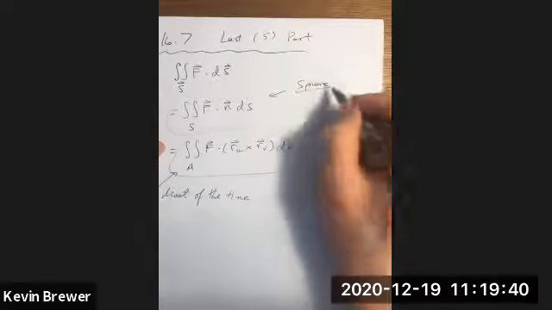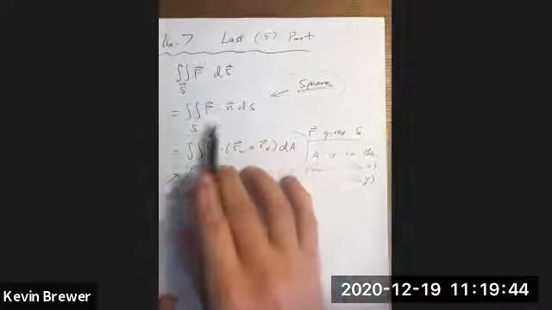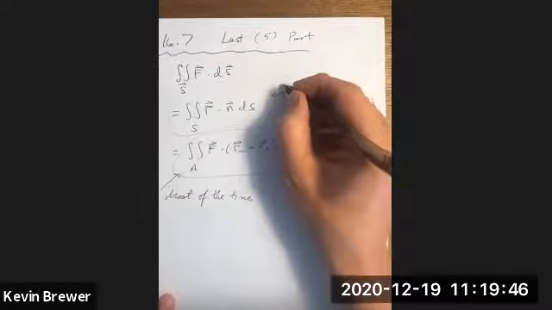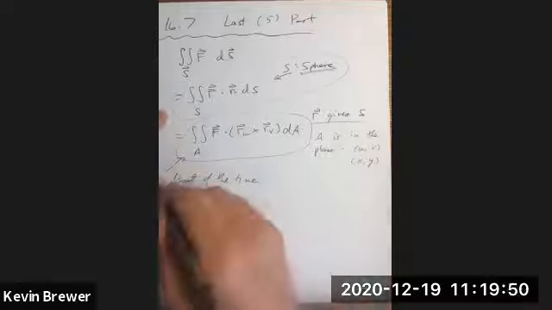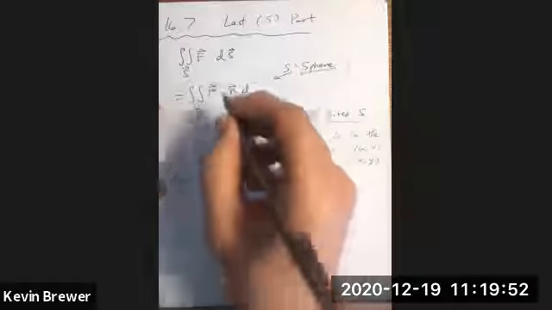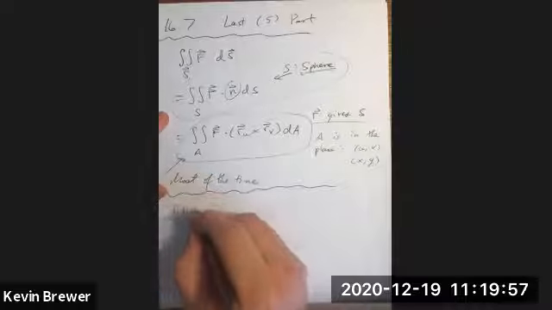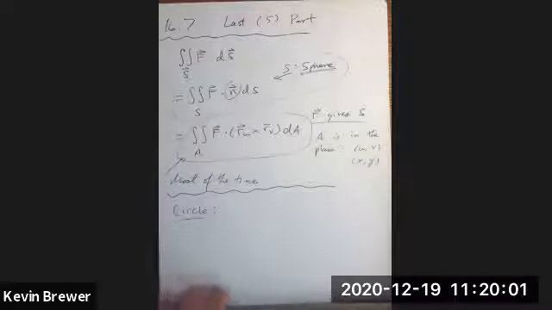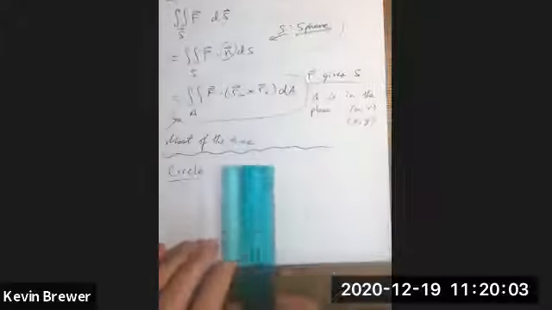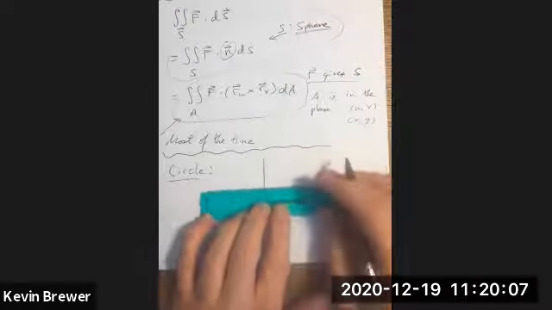So let's talk about how all of this plays out for the special case of S being a sphere. Let's first talk about the normal vector to a sphere, and just recall that it's not different from the circle case. And let's recall the circle case.